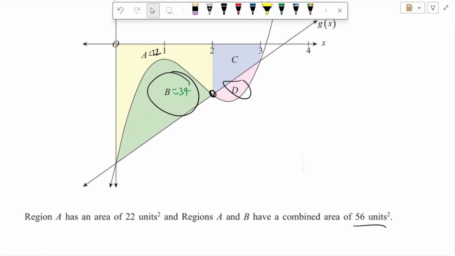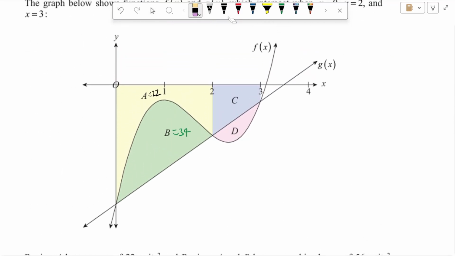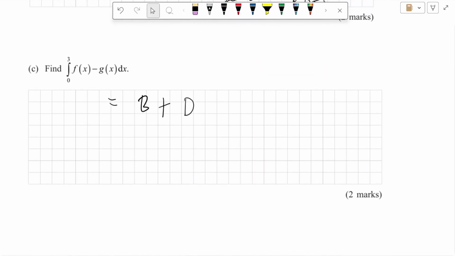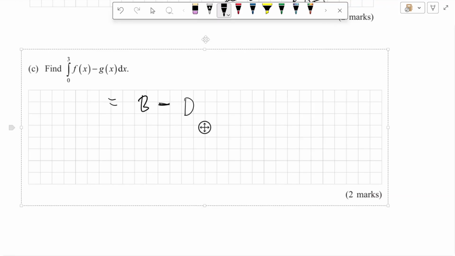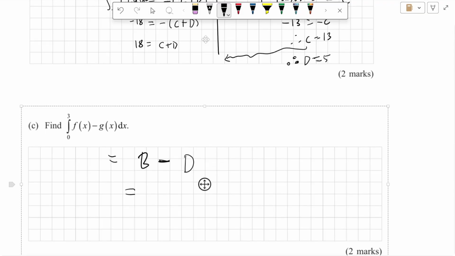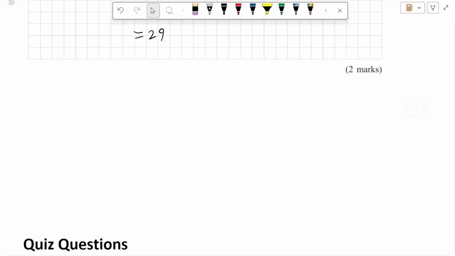Hopefully you had to think about it. It should be -d, because f here is underneath and g is on top. If you got them the wrong way around, you get negative of that. So that should be b take d. Okay, you can map that out. B we worked out before was 34. And D was 5, so the answer is 29. Wonderful stuff.